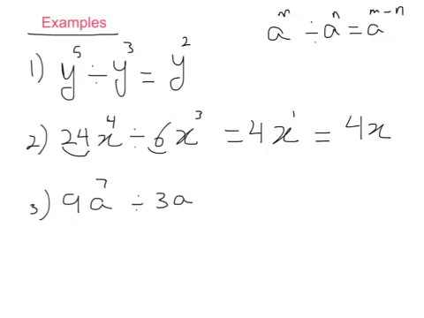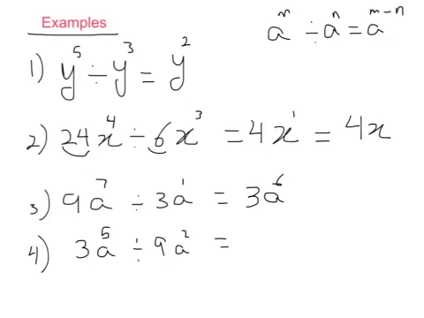Same thing here. 9 divided by 3, which is 3. Now we have a to the power 7, and as we said earlier, if there is nothing on top of the a, that means there is a 1. So that gives you a to the power 7 take away 1, which is 6. Now, in case you have something of the form, if I had this switched the other way around, I could have 3a to the power 5 divided by 9a to the power 2.